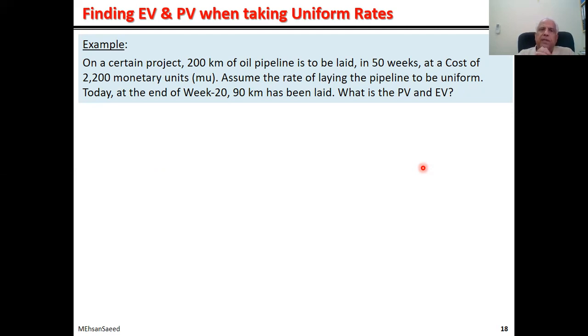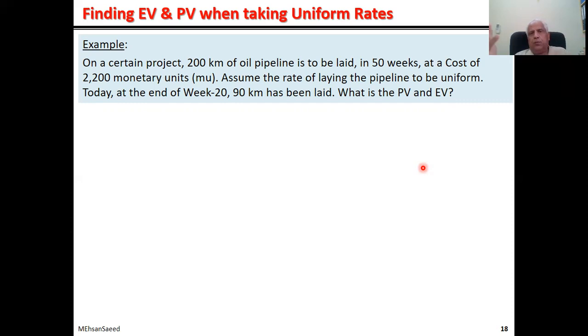On a certain project, 200 kilometers of oil pipeline is to be laid in 50 weeks. So scope is 200 kilometers, project duration is 50 weeks. At a cost of 2,200 monetary units, so BAC is 2,200. Assume the rate of laying the pipeline to be uniform. Today, at the end of week 20, so time elapsed is 20 weeks, 90 kilometers has been laid. So earned value in terms of deliverables is 90 kilometers. What is the PV and EV?